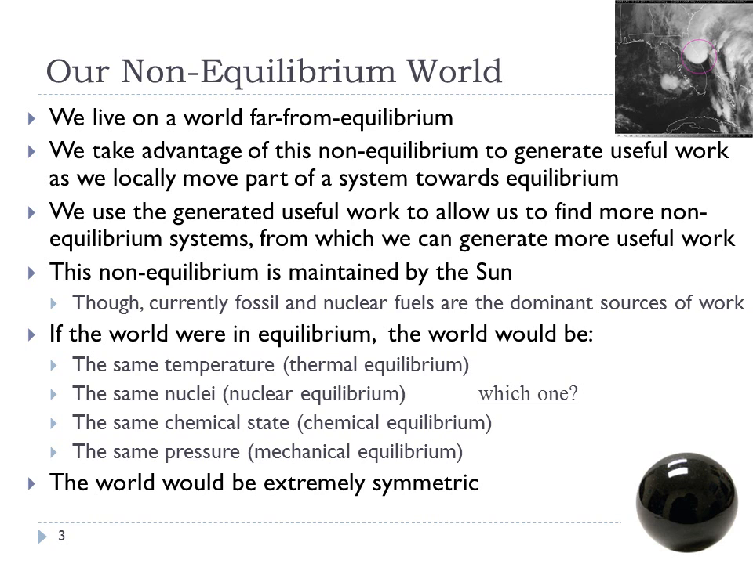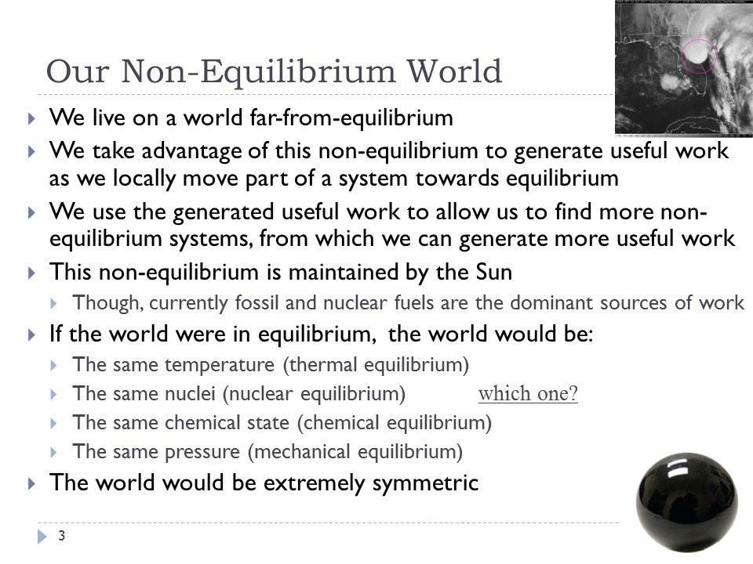What we're doing, and by we I mean human beings or other animals or life like bacteria, is taking advantage of non-equilibrium environments to generate useful work. And we generate the useful work as we move part of the system towards equilibrium. So we're using useful work to help us find more non-equilibrium systems in which we can then generate more useful work, right? Ultimately the goal is to use less useful work than you can generate after you've found some more non-equilibrium systems. This non-equilibrium cycle is maintained by the sun, though of course currently fossil and nuclear fuels are the dominant source of work on Earth.